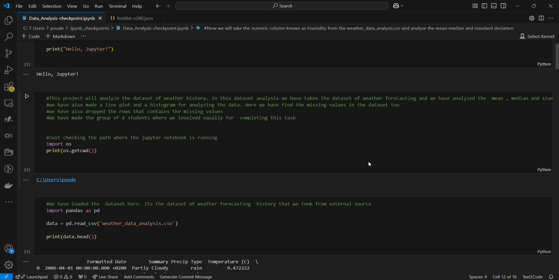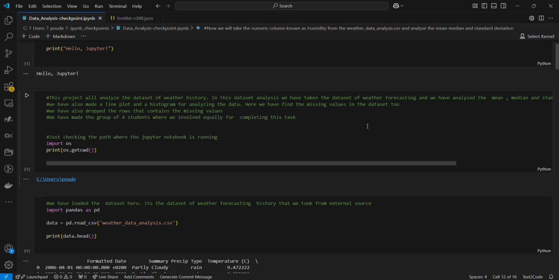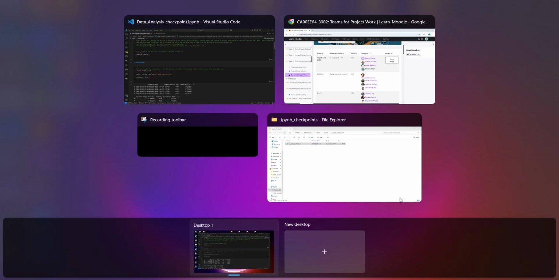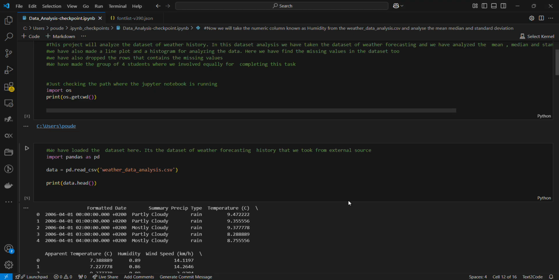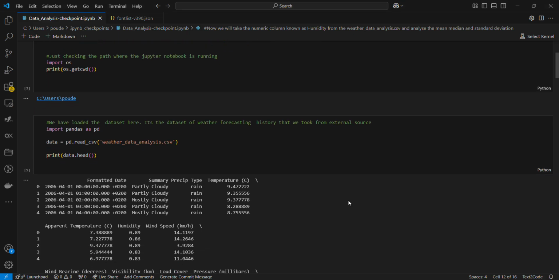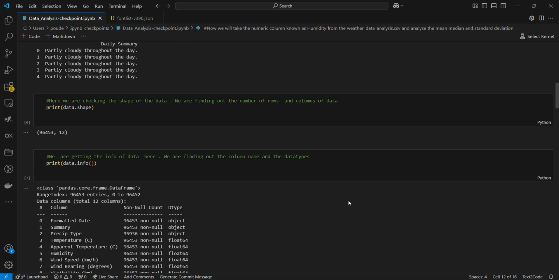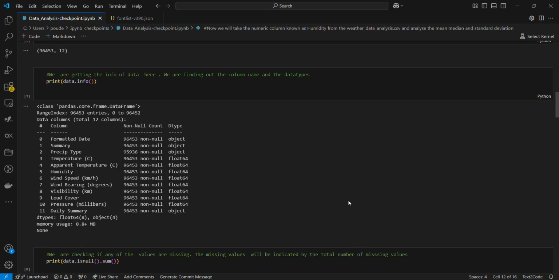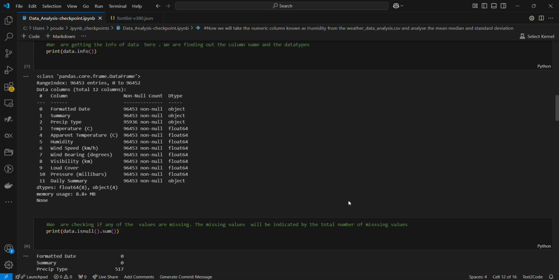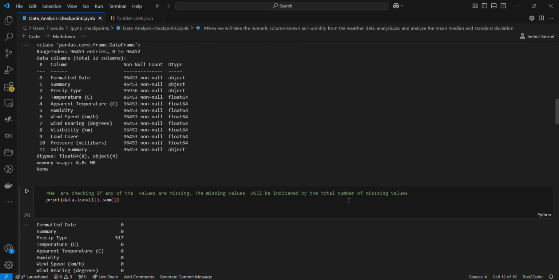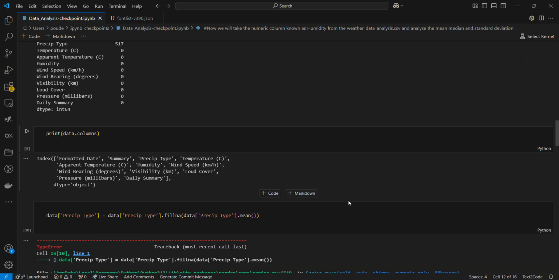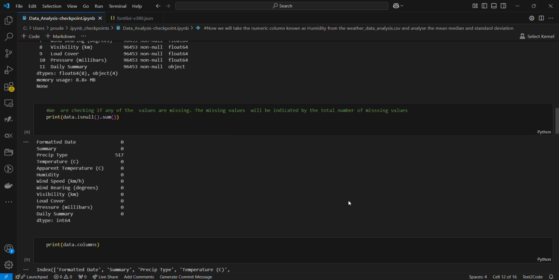Now let's start with a quick overview of the datasets and the tools we used. We chose the dataset weather history, which contains 96,453 rows and 12 columns. Our dataset includes various numerical and categorical variables, which makes it ideal for statistical analysis. To begin, we used Python and Jupyter Notebook for this project.